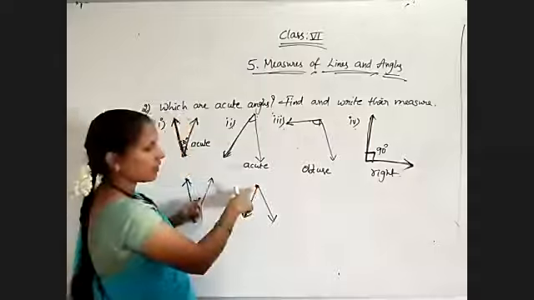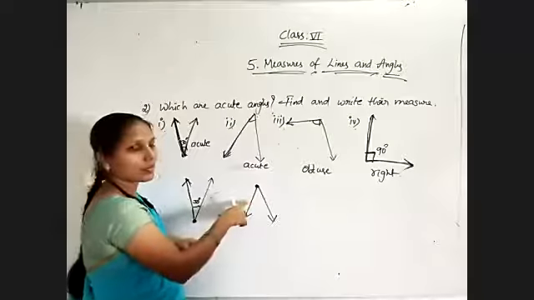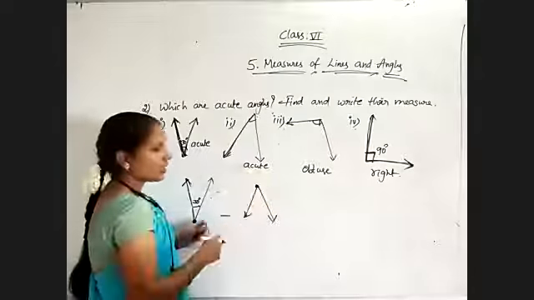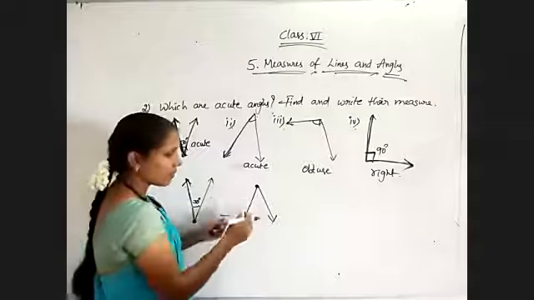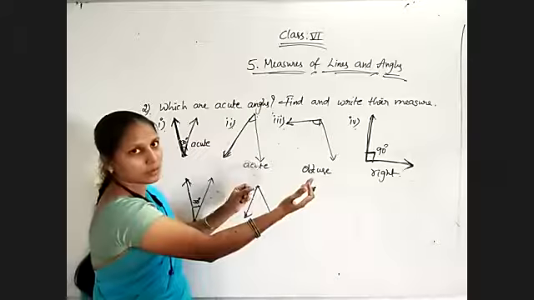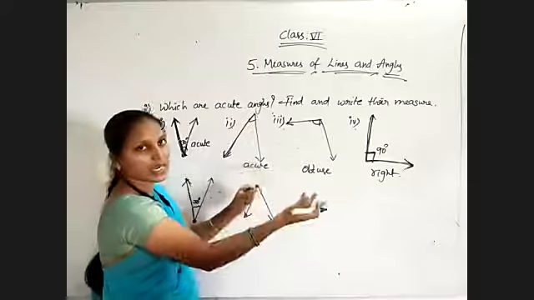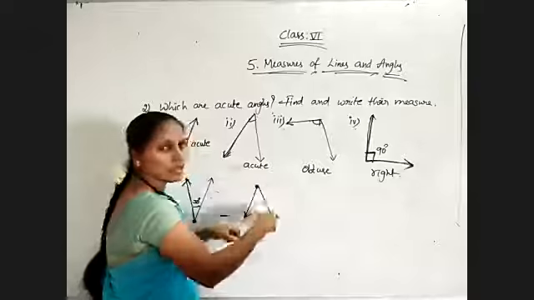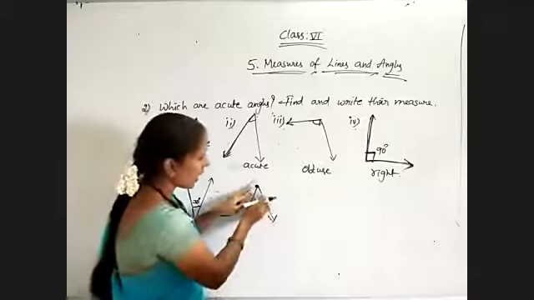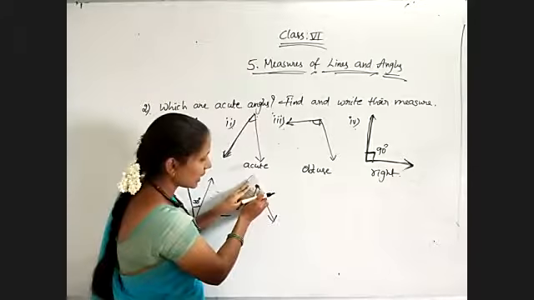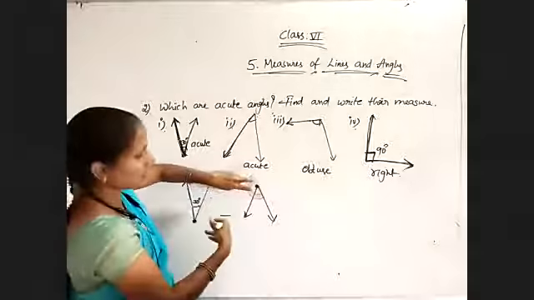Similarly, wherever the vertex is, select any one of the arms. I am selecting this side. Now observe, if I am selecting this arm, I need to place the face of the protractor at the right side. I am selecting the right side arm, so I need to set the protractor at the left side.